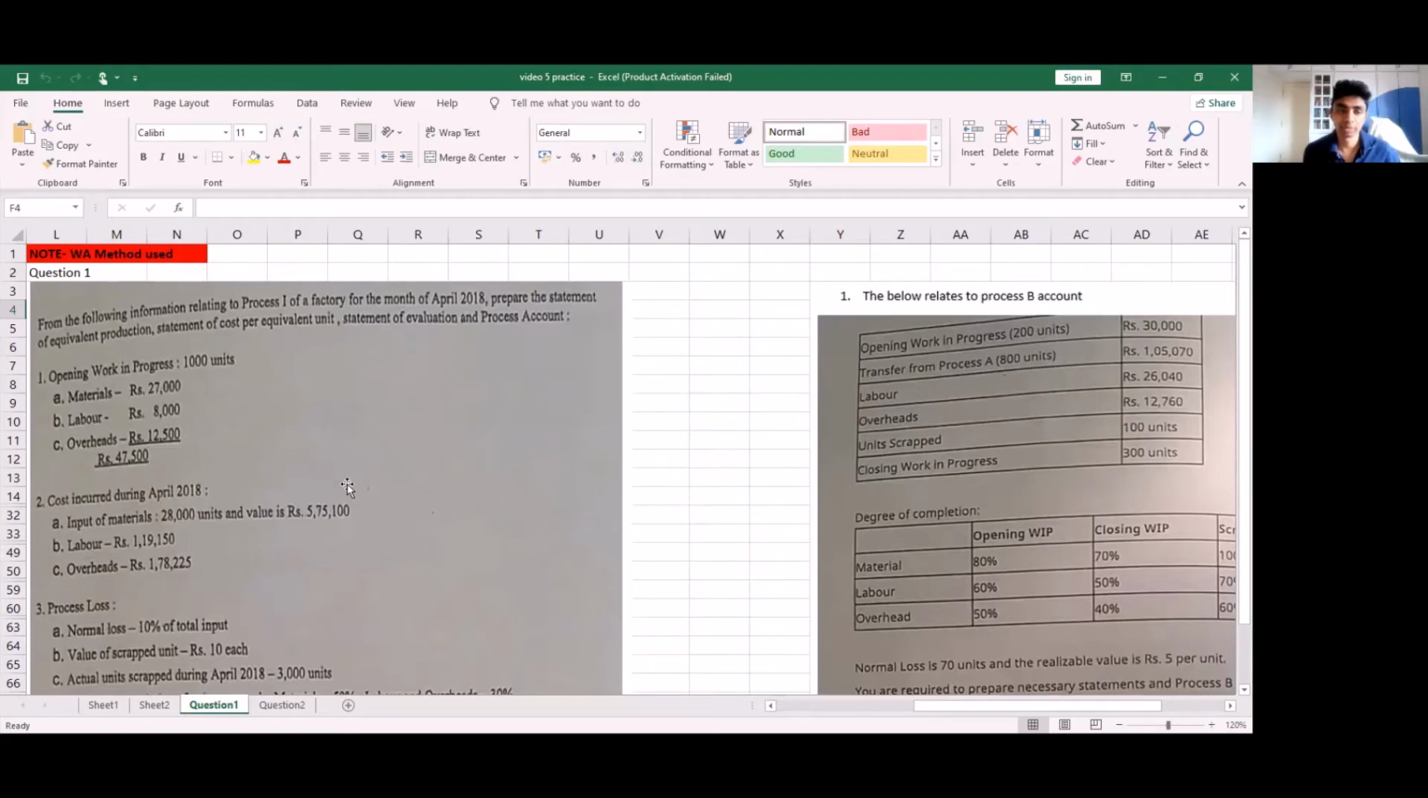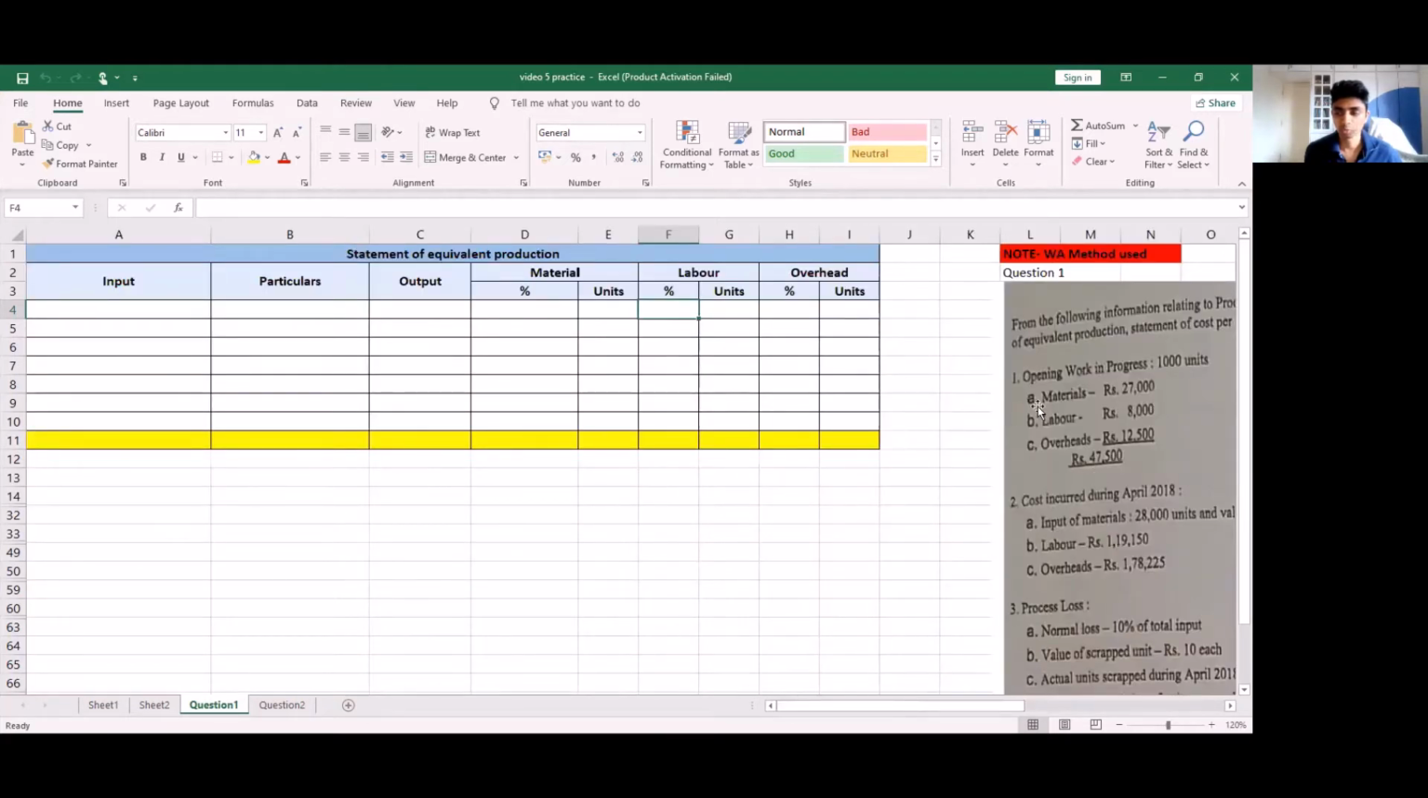In our weighted average method, we are only being given the costs. The process of materials in opening work in progress has costed us 27,000, labor 8,000, overheads 12,500. We have not been given what percentage of work has been completed on these opening work in progress units. So if we are given the degree of completion of opening work in progress, we follow FIFO method. If it is not given, then we use our weighted average method. So if this is clear, let's go right into the question.